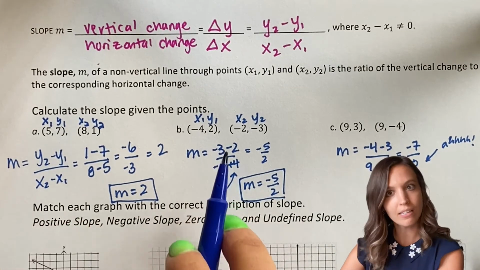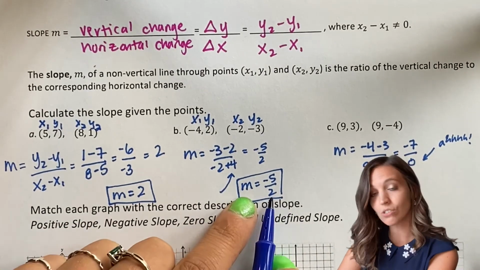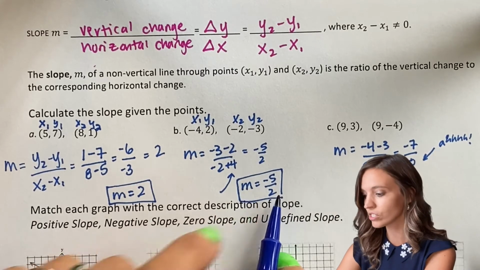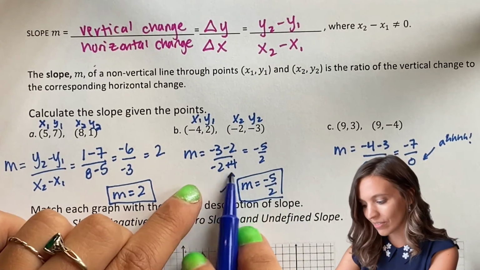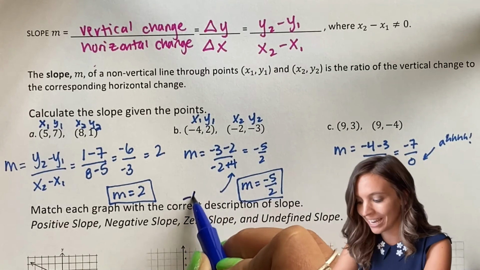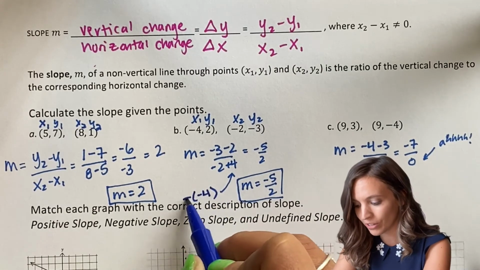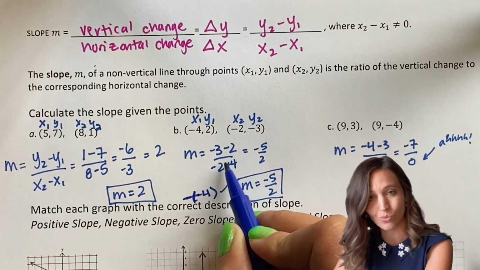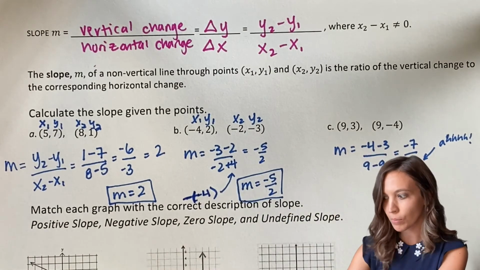For B, this one had something a little weird happen. So the correct answer is m equals negative 5/2. So be careful, because see this 4 right here? When I'm doing minus negative 4, minus a negative 4, those double negatives become a plus. So that's why this reads as plus 4. So just keep your eye out for that.